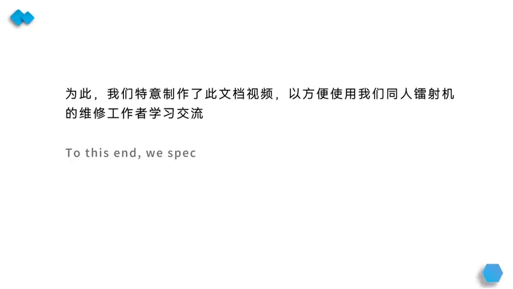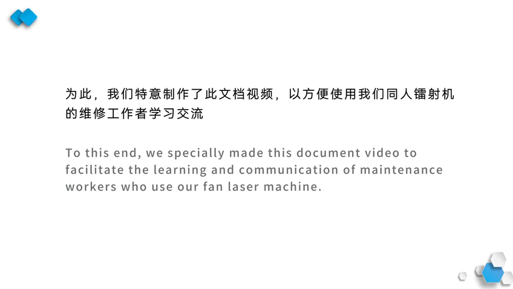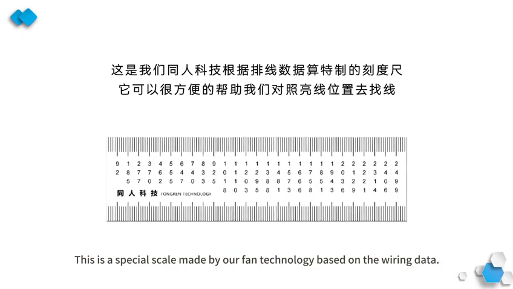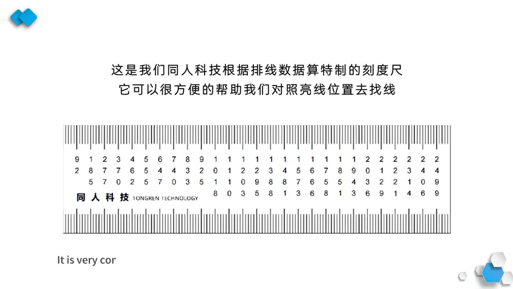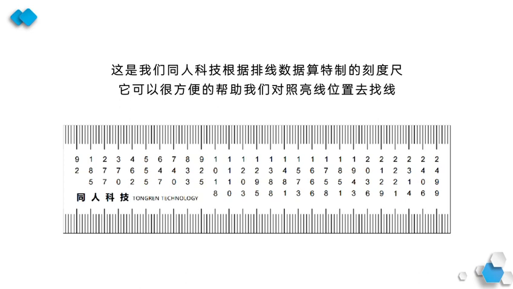To this end, we specially made this document video to facilitate the learning and communication of maintenance workers who use our Tong-Ren laser machine. This is a special scale made by our Tong-Ren technology based on the wiring data. It is very convenient to help us find the line for the position of the illumination line.